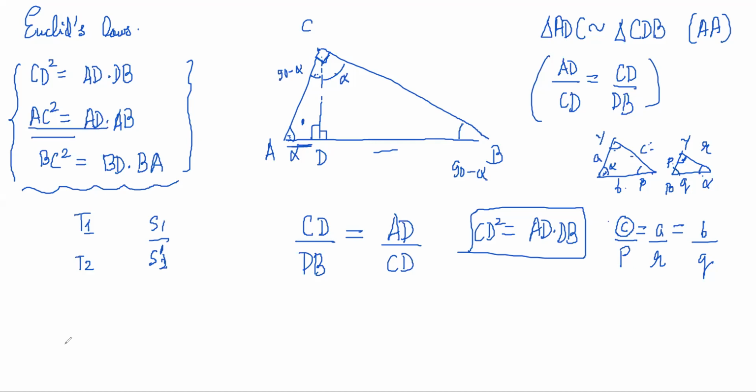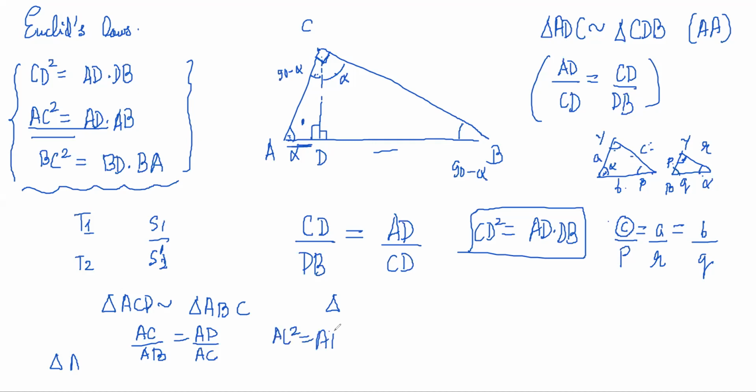You can also prove that triangle ACD is similar to triangle ABC, and so you can prove that AC by AB is AD by AC. So you'll get AC square is equal to AD into AB. And similarly, the third thing also you can do.